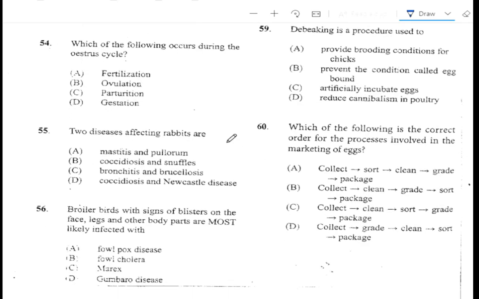Question number 54. Which of the following occurs during the oestrus cycle? Alright, so A. Fertilization, B. Ovulation, C. Parturition, D. Gestation. The answer is B. Ovulation.